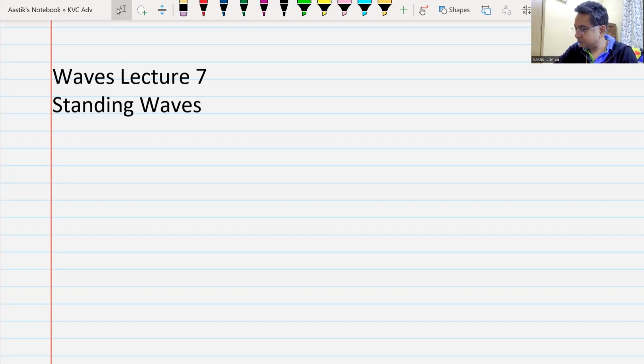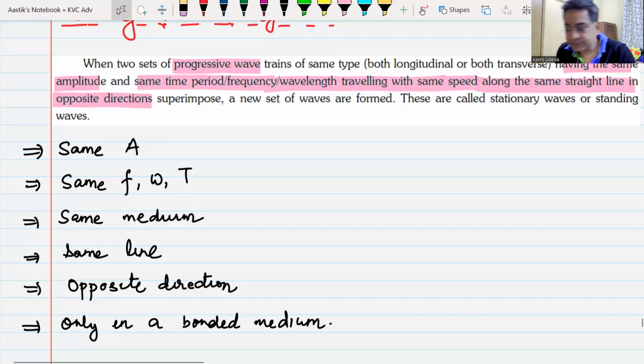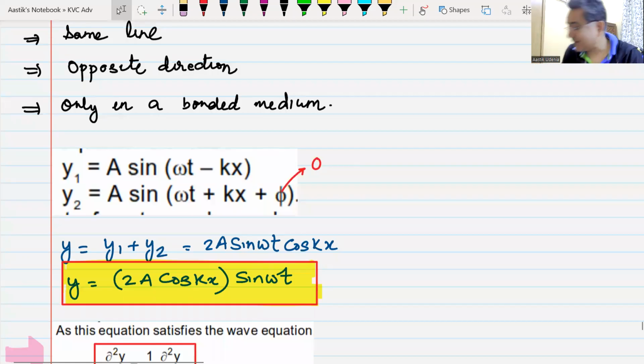When two propagating waves with the same amplitude, same direction, sorry, opposite in direction along the same straight line, superimpose, then we have what we call stationary waves.